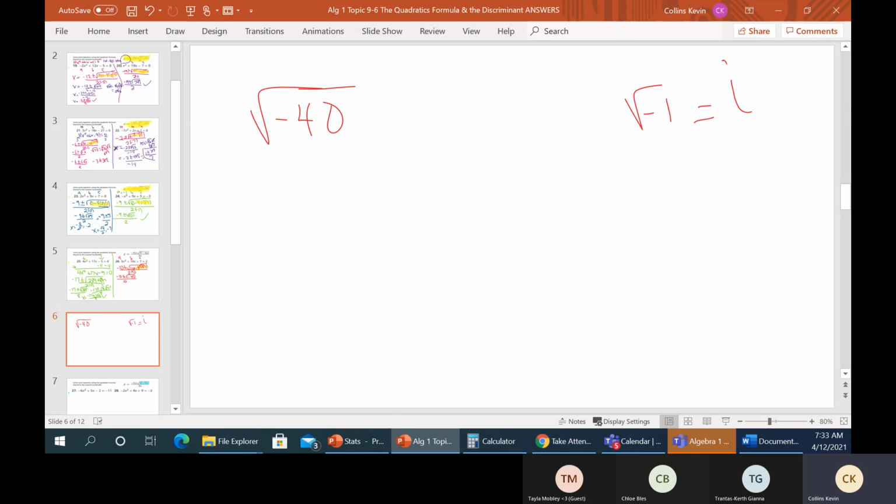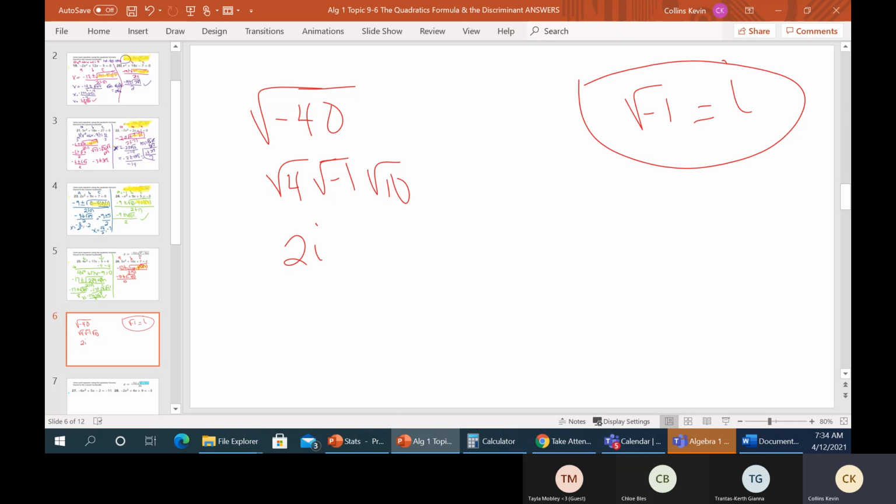So here's how we would rewrite this. We would write this as the square root of 4 times the square root of negative 1, and then times the square root of 10. So 4 times 10 is 40, and then the negative 1 makes it negative 40. The square root of 4 is just 2. By definition, this square root of negative 1 thing, they're just going to call i. And then we've still got the square root of 10. Just when you thought numbers couldn't get any weirder. Here we go.